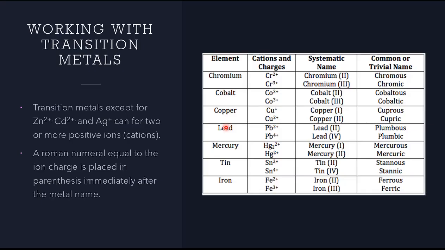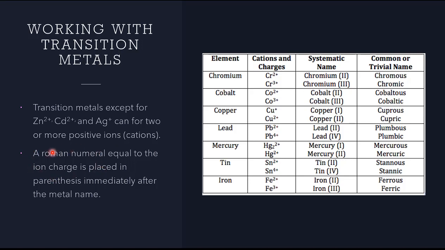All right, so now that we've reoriented ourselves with which elements we're talking about, let's talk about that. Okay, so transition metals, except for a few, zinc, cadmium, and silver, all the other ones can take on 2 or more different positive ions. So they can have multiple charge states.